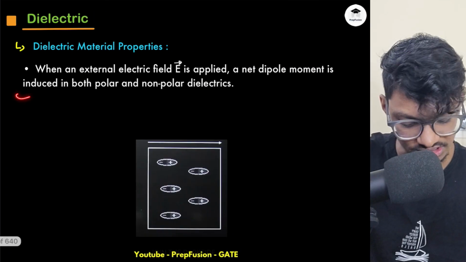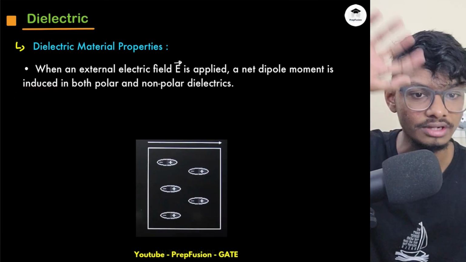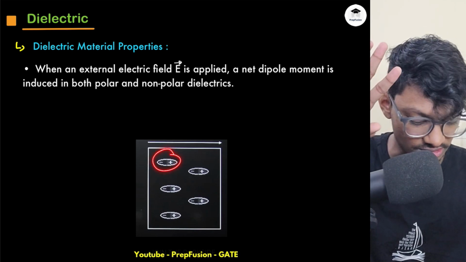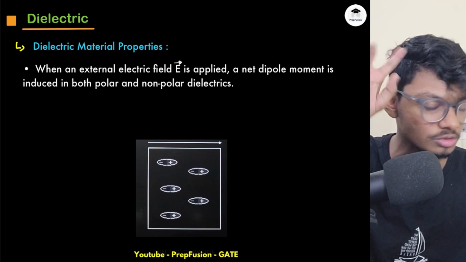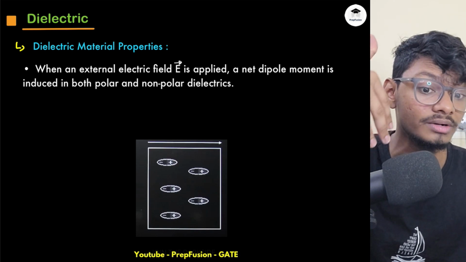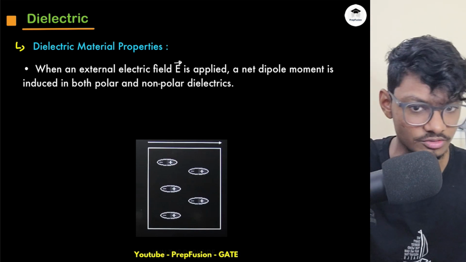Now what will happen once I place an external electric field? All the dipoles will get aligned. The polar molecules already had some dipole moment, but in the non-polar molecules a dipole moment will get induced. How will it get induced? I will explain.